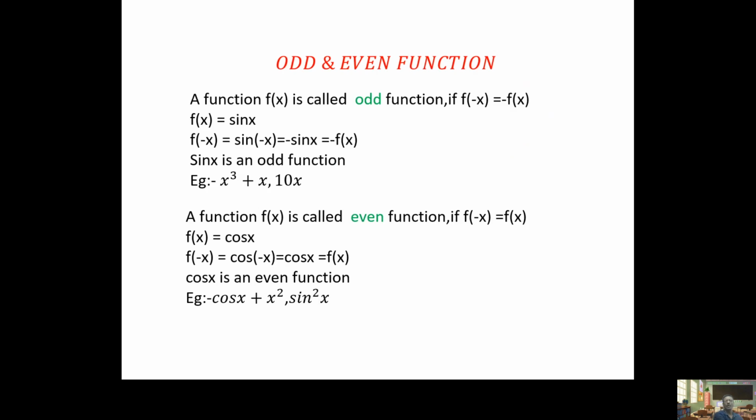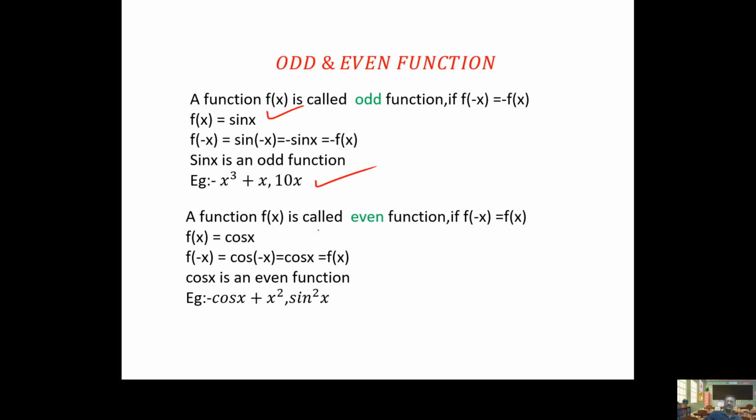Now, odd and even functions. What is an odd function? What is an even function? An odd function means in a function f of x, if you substitute minus x instead of x, it should give minus f of x. You see, f of x is equal to sin x. f of minus x is what? Sin of minus x, which is minus sin x. So minus f of x. So sin x is an odd function. Similarly, examples of odd functions are x cube plus x, 10x. All these are examples of odd functions.